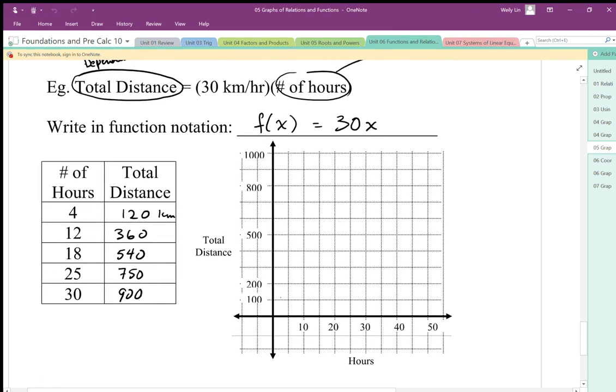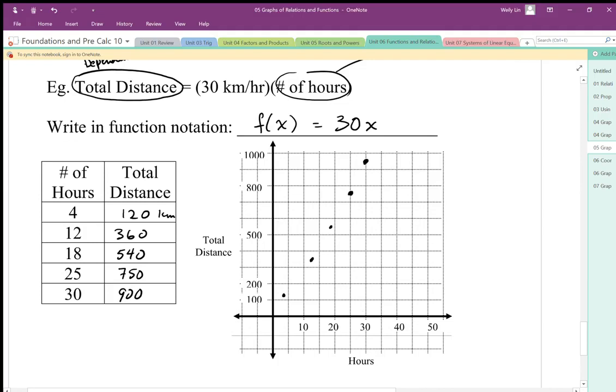So at 4 hours we're at 120. At 12 hours we're at 360, so it looks like 360 is about there. At 18 hours we're at 540, maybe about there. At 25 hours we're at 750, so 750 is right about there. And 30 is 900, which is right about there.